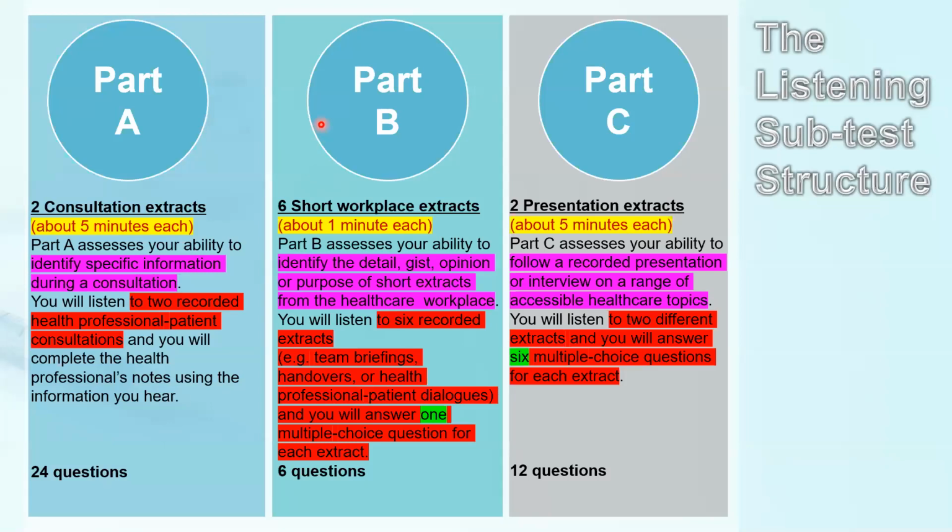In the second part, part B, you will have 6 short workplace extracts, about 1 minute each. Part B assesses your ability to identify the detailed gist, opinion or purpose of short extracts from the healthcare workplace. You will listen to 6 recorded extracts, for example, team briefings, handovers, or health professional-patient consultation dialogues, and you will answer 1 multiple choice question for each extract. So here we have 6 questions.